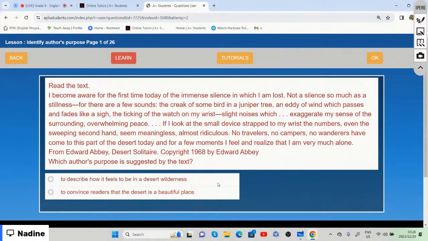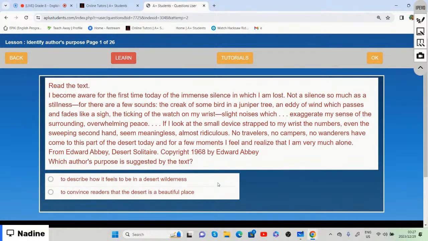I became aware for the first time today of the immense silence in which I am lost. Not a silence so much as a stillness, for there are a few sounds, which is the creak of some bird in a juniper tree, an eddy of wind which passes and fades like a sigh, and the ticking of a watch on my wrist, slight noises which exaggerate my sense of the surrounding overwhelming peace.